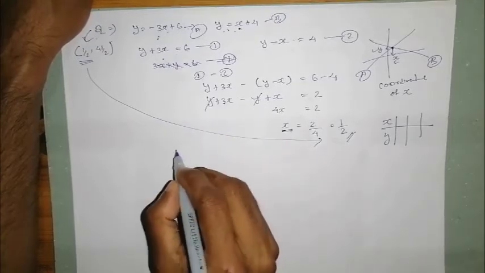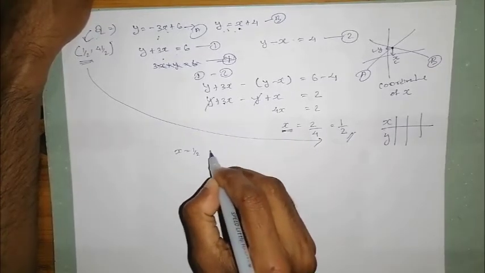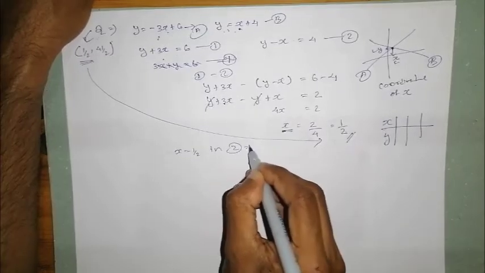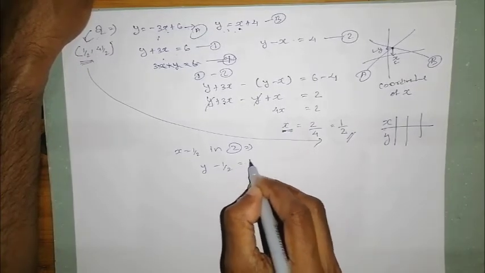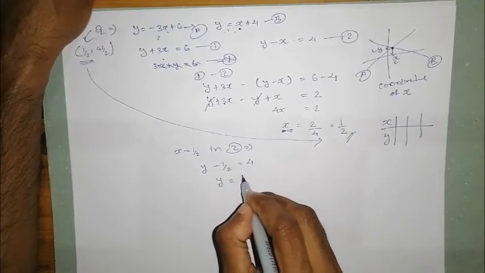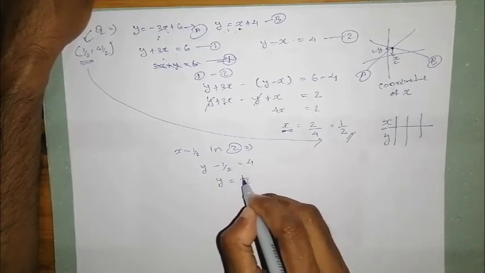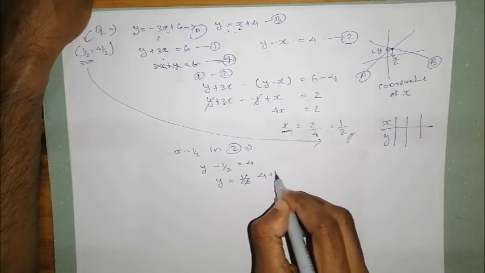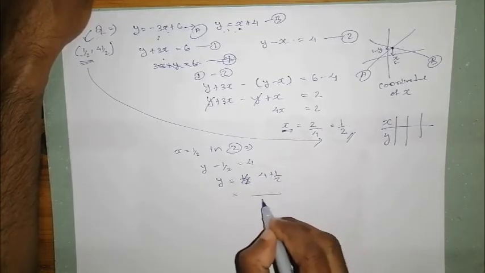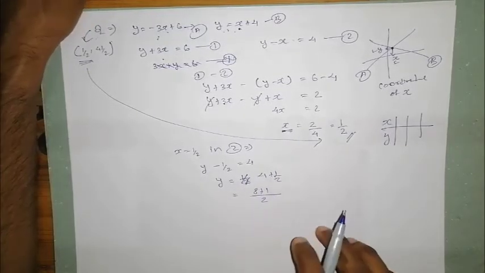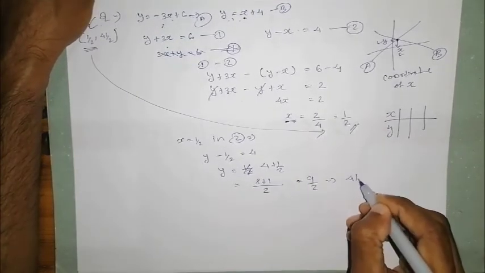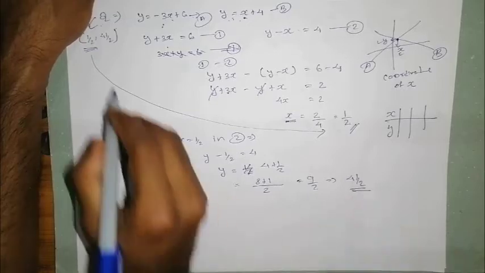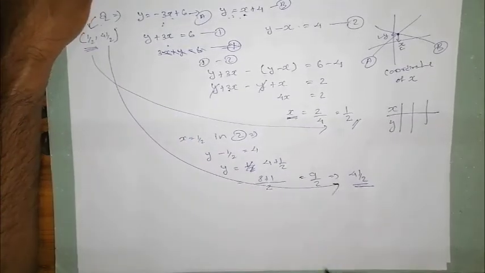Okay, so x equals half in the second equation. So y - half = 4. So y = 4 + half, that is 8 plus 1, so 9 over 2, which means 4 and a half. So the y values are the same.